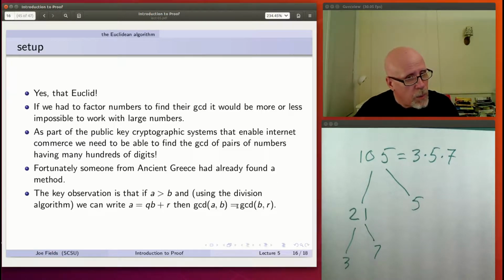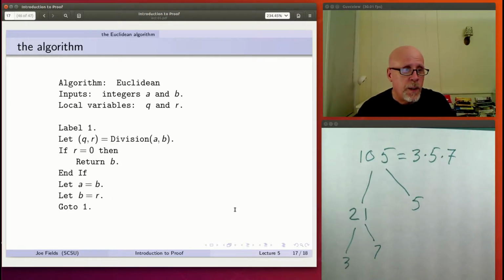Well, that's just trading one problem for another, and they're both GCD problems. But notice that A was the bigger number, and we've dropped it. So B is the smaller number, and R is smaller than B by definition because it came out as a remainder. The divisor here was B. So B and R are a smaller pair of numbers than A and B were. That's awesome because you're now doing an easier version of the same problem. So you repeat it. So here's the algorithm.